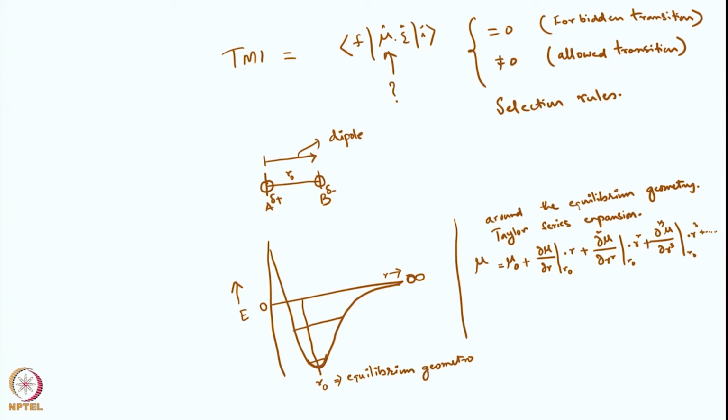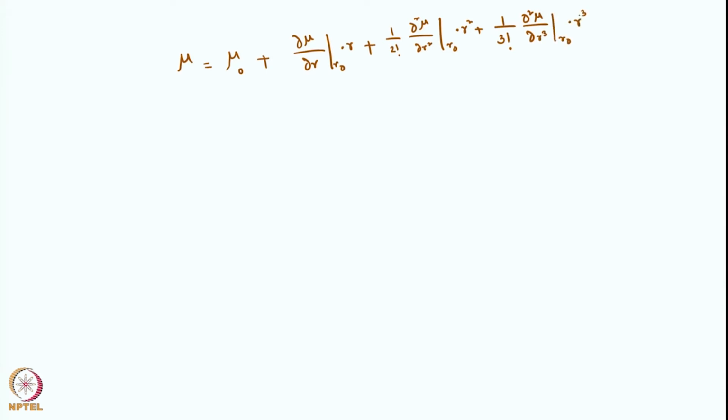Now let us look at it in a slightly more useful way. The dipole moment mu is a Taylor series expansion: some fixed constant, plus d mu by dR at R naught multiplied by R, plus 1 over 2 factorial d square mu by dR square at R naught into R square, plus 1 over 3 factorial d cube mu by dR cube evaluated at R naught into R cube, plus etc. So this is how I can write mu as a Taylor series expansion around the equilibrium geometry, and this mu naught is the permanent dipole.